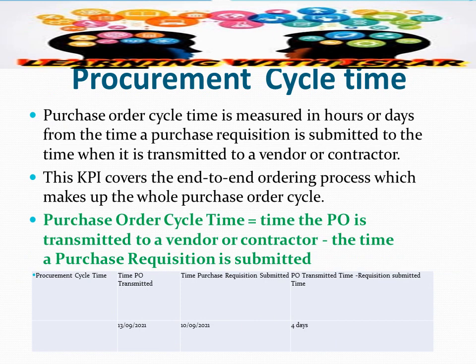The next one is the procurement cycle time. It is measured in hours or days from the time a purchase requisition is submitted to the time when it is transmitted to the vendor or contractor. So it's the time between when a department submits the requisition to the procurement department, and when the procurement transmits the purchase order to a vendor. So this is like the time the PO is transmitted to the vendor or contractor minus the time a purchase requisition is submitted. You can see it is the time in days.